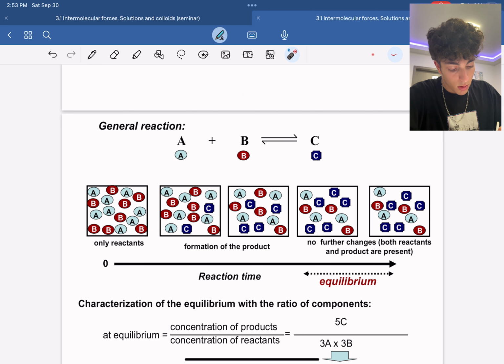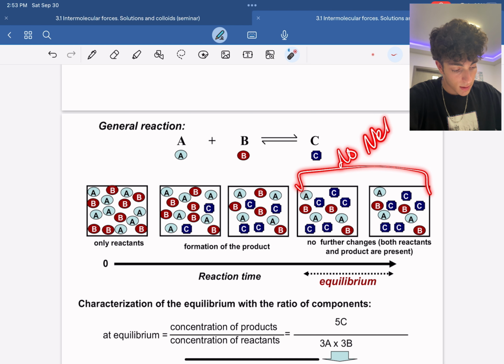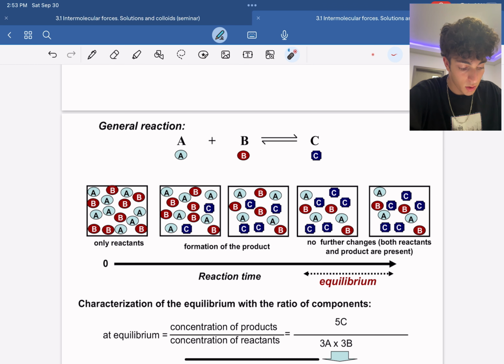Now, this is the timeline of the experiment, the reaction taking place. As we can see, there's more and more products. However, once we reach here, we see that there's no net difference. There's still 5 of the C's, there's still 3 of the A's, and there's still 3 of the B's. So here, there's no net concentration difference. So we are able to calculate the equilibrium constant.